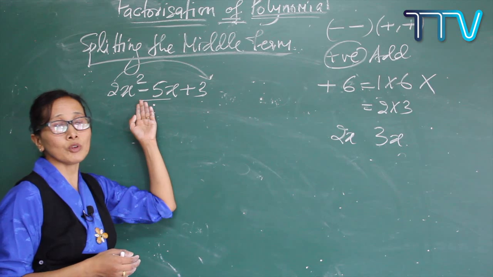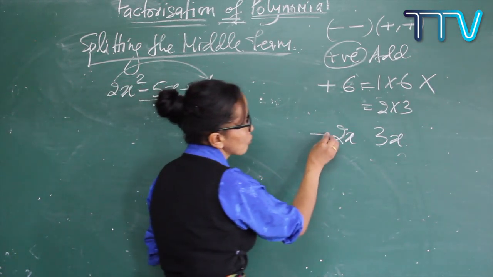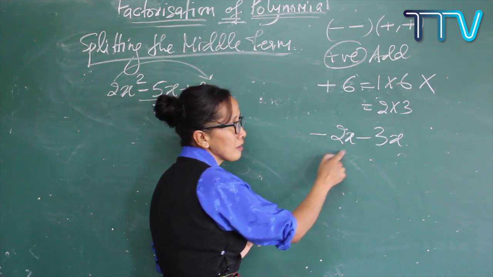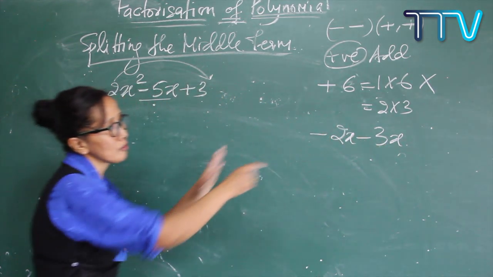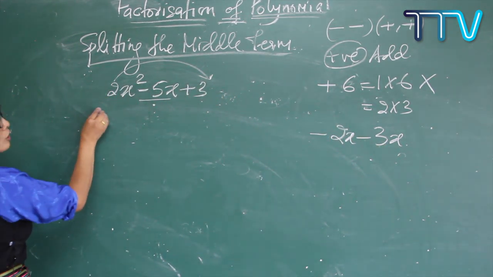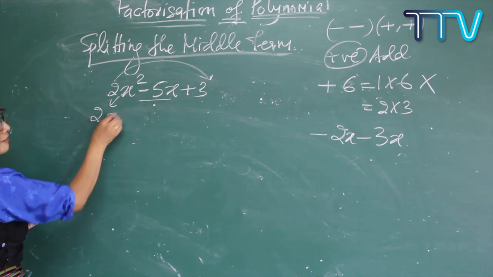So here you are getting minus. That means both have to take the minus sign: minus 2x and minus 3x. You are splitting in this way. So when you write it down, just copy this as it is, x square.